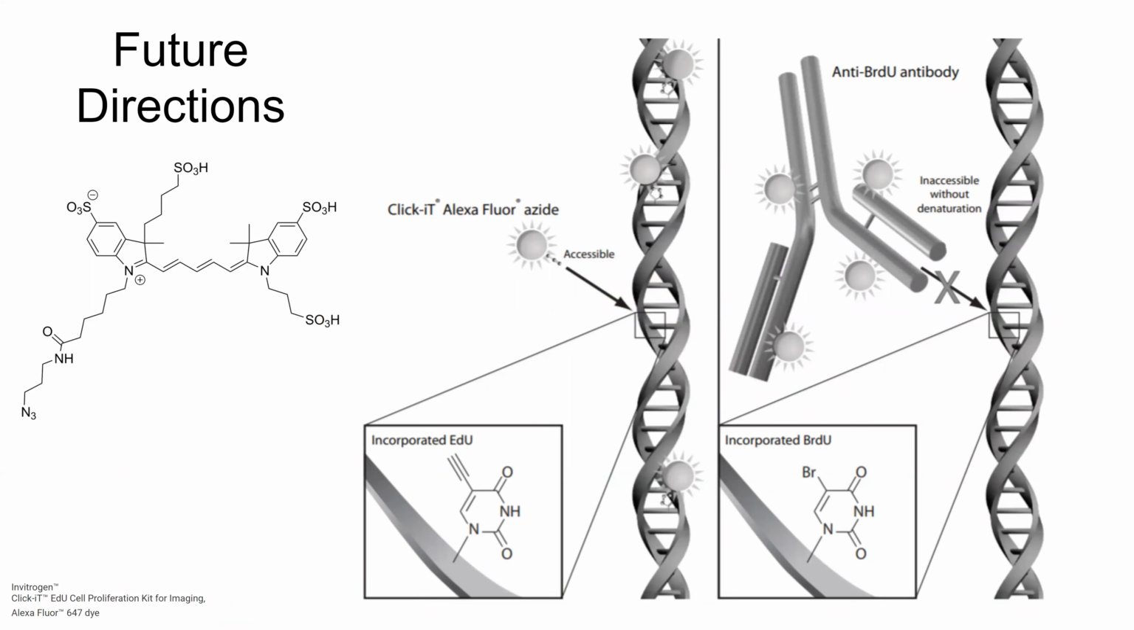Now for the future directions, we have 4 main directions that the project is going. It is an ongoing project, and the first of them is the use of an Alexa Fluor azide. This is Click-iT EdU chemistry dye, and it will incorporate into DNA in S phase of mitosis. For those of you familiar with BrdU labeling, it's very similar. It's comparable, except that the Alexa Fluor azide is really just an improvement on the now outdated precursor.